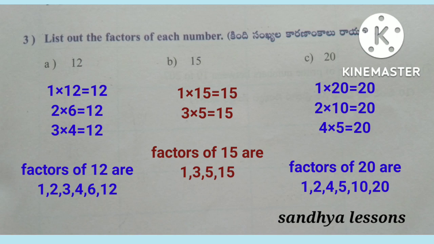Factors of 15. 1, 15s are 15, 3, 5s are 15. Factors of 15 are 1, 3, 5, 15. Factors of 20. 1, 20s are 20, 2, 10s are 20, 4, 5s are 20. Factors of 20 are 1, 2, 4, 5, 10, 20.